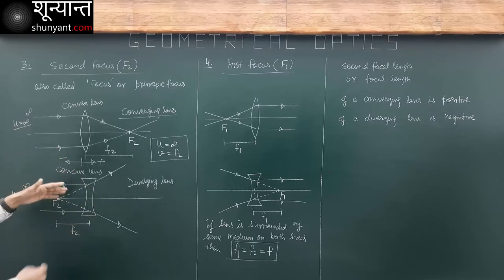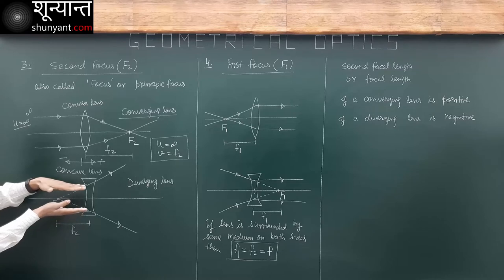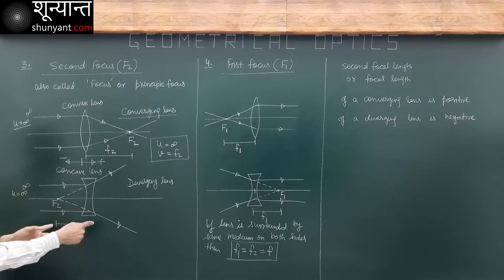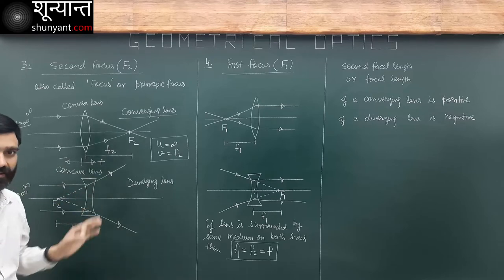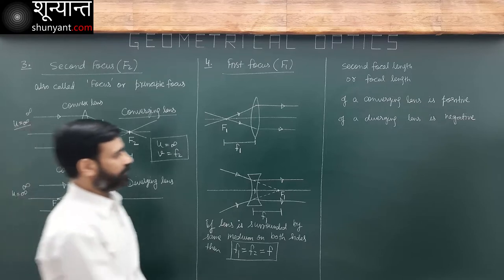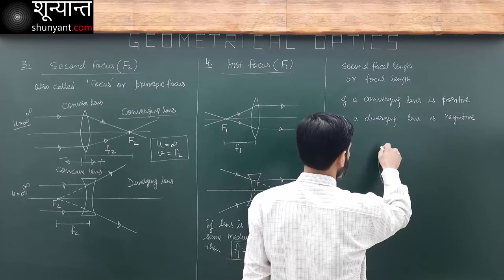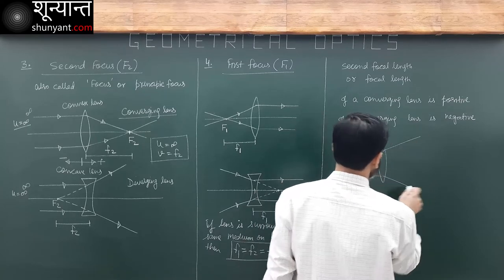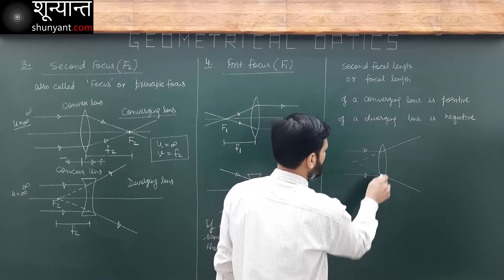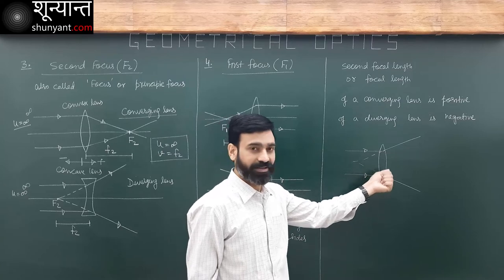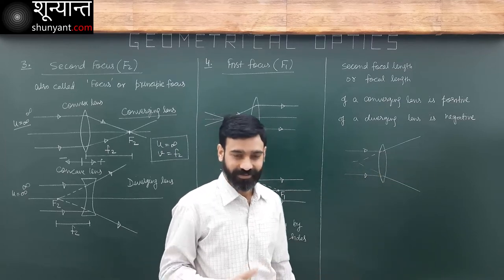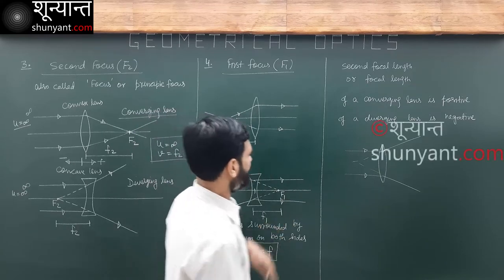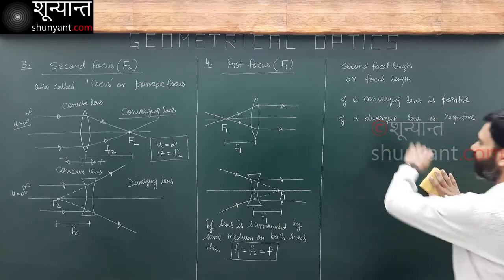A diverging lens, this is my incident light, it diverges like this. So it is diverging from this point, so this becomes my second focal length or focal length. It is going to be negative. So here if I have this lens and this is the light beam, if it diverges, then in this case focal length will be negative, not positive. We are going to see problems later on. Note down this point.